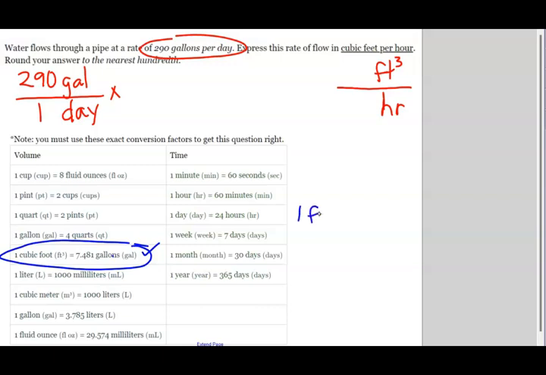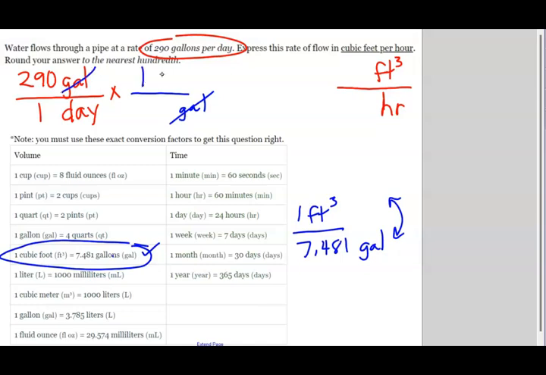So we have 1 cubic foot per 7.481 gallons. And don't forget, you could rewrite your ratio the other way, but I don't think we need to because we want gallons on the bottom. And this one has that. So we're going to put 1 cubic foot in the numerator and 7.481 in the denominator. All right, so we've accomplished the first change using this rate.